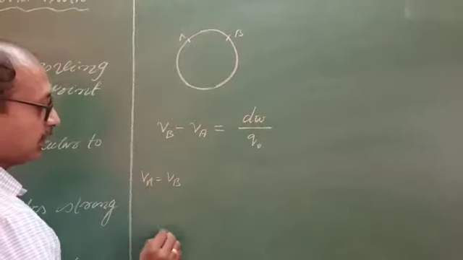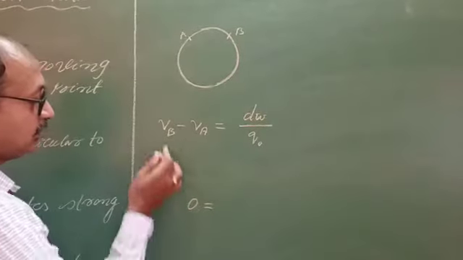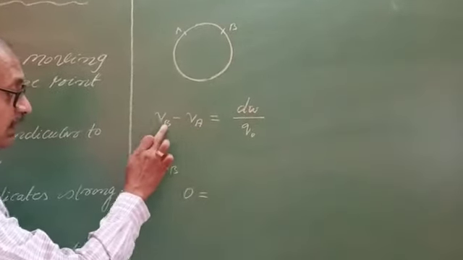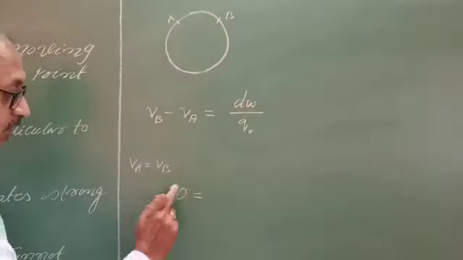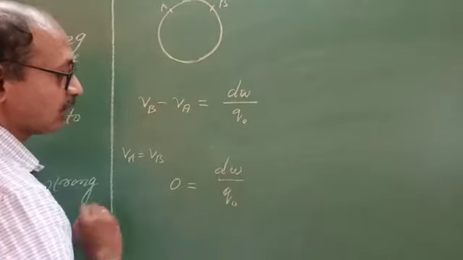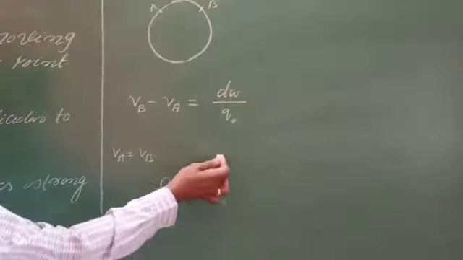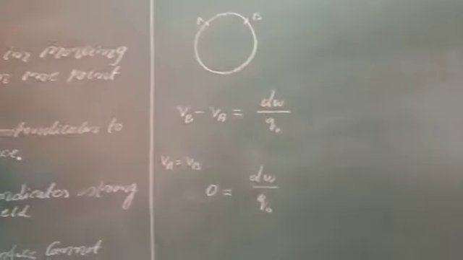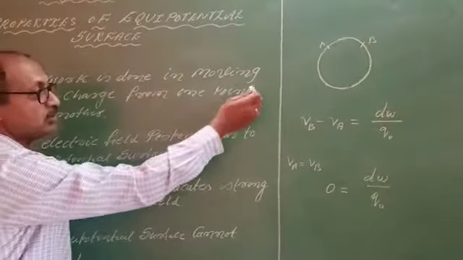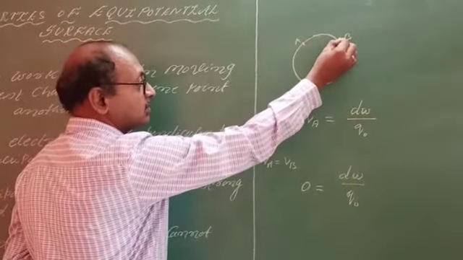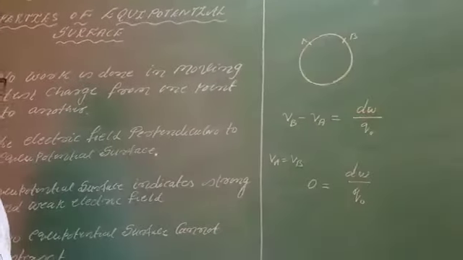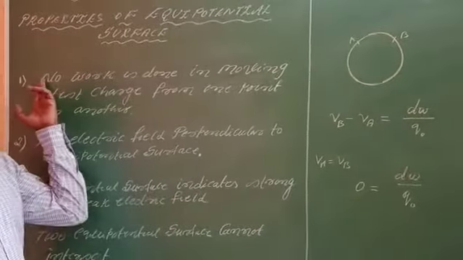So what is the equation? 0 is equal to dW divided by Q naught, because the potential of A is equal to the potential of B. Therefore the work done in moving the test charge from one point to another point on an equipotential surface is always equal to 0. So there is no work at all.